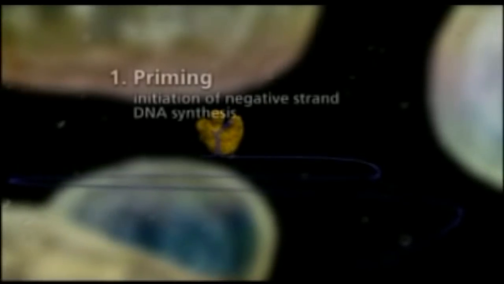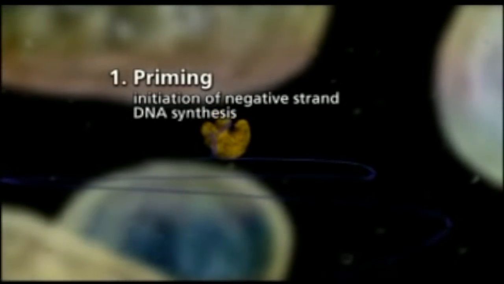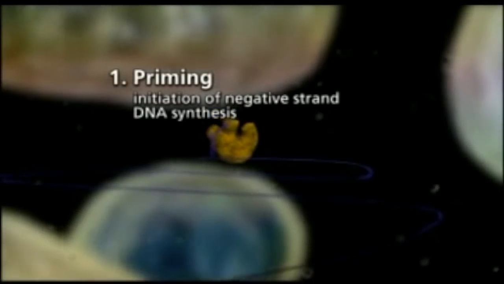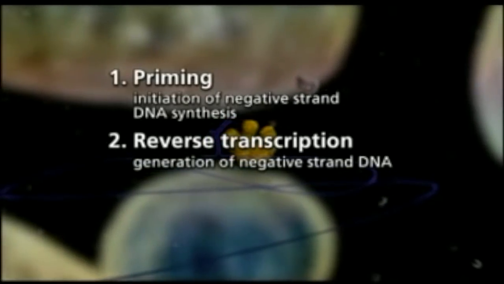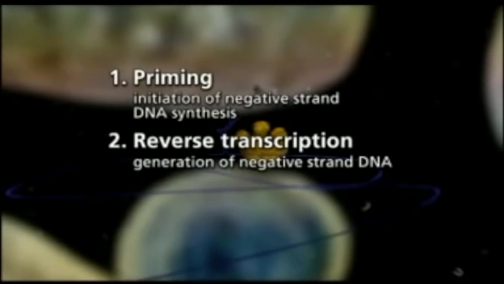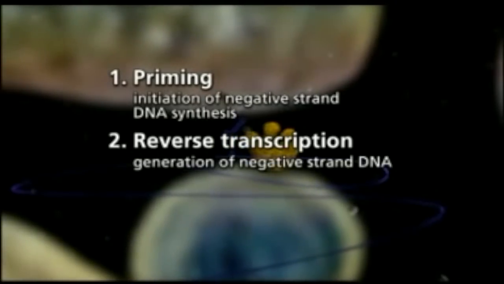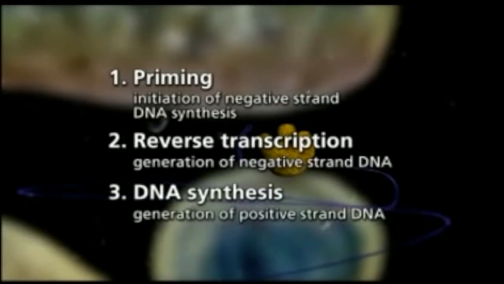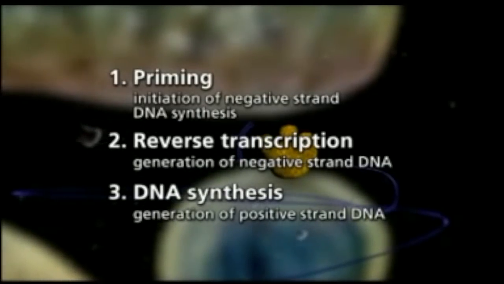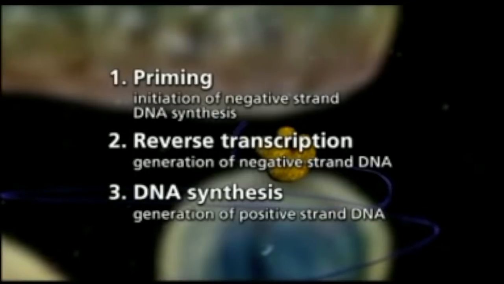Firstly, a priming step initiates the process of negative strand DNA synthesis. Then, the negative strand of DNA is generated by reverse transcription with degradation of pregenomic RNA. And thirdly, the complementary or positive strand of DNA is synthesized to result in an infectious DNA genome.